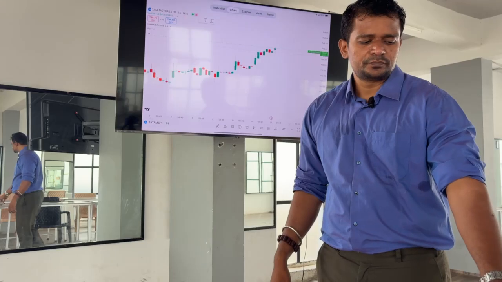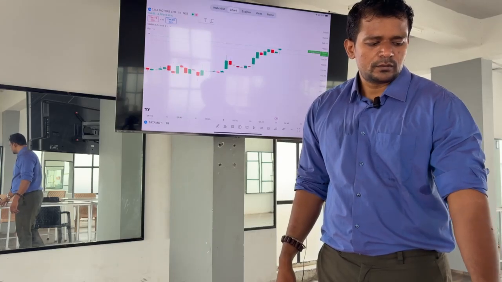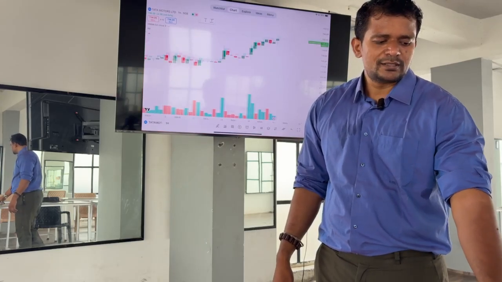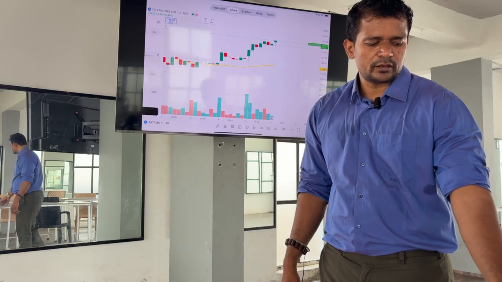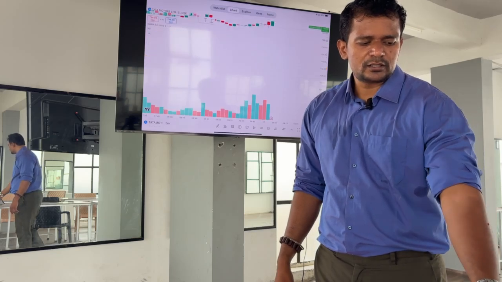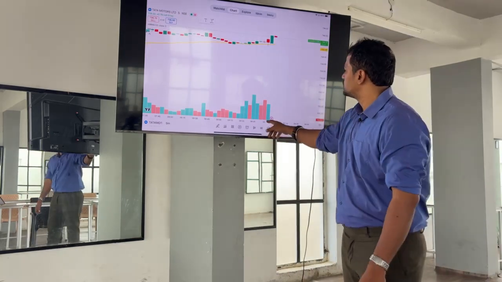As we can see, this is the current candle that is forming today. Right now, this is today's candle. So the market has started on the 11th.